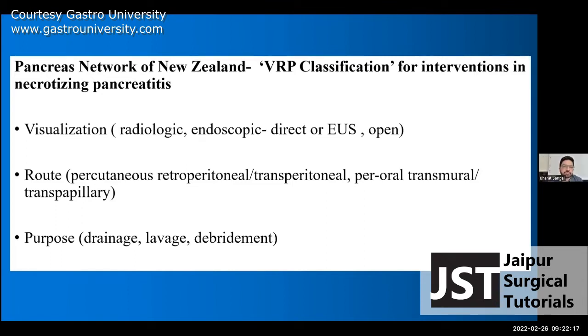So as per the VRP classification suggested by the Pancreatic Network of New Zealand, these interventions were classified as per the visualization, which was either radiological, endoscopic, or open, via the route, which could be either percutaneous, further being retroperitoneal or transperitoneal, the other being per oral, which is transmural or transpapillary, and the purpose, which was either just to drain, followed by lavage or debride.